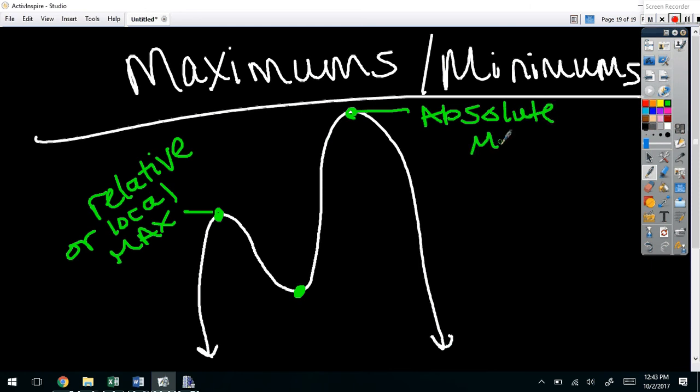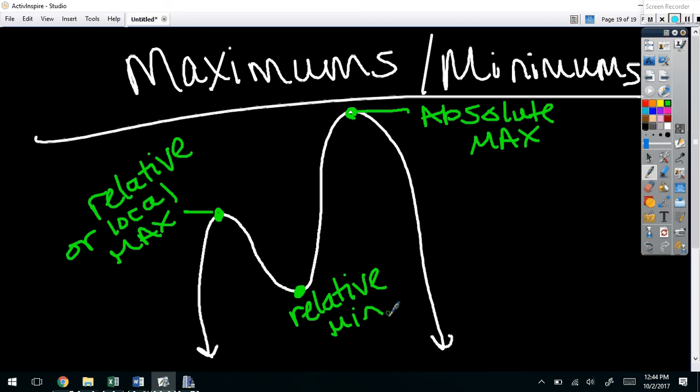Why do you think that is? Because it's the biggest. The graph never goes any higher than that. That is absolutely the highest the graph ever goes, the absolute max. That graph is bounded at that point. It cannot go any further. So looking at the minimum that's there, do you think that is an absolute or a relative? Relative. Why? The graph goes down forever, so it's a relative minimum. Does that make sense?